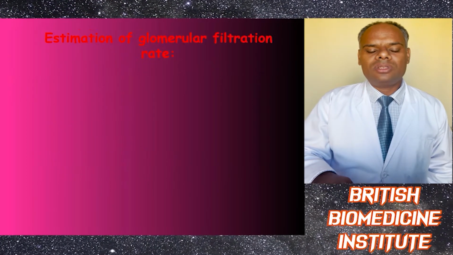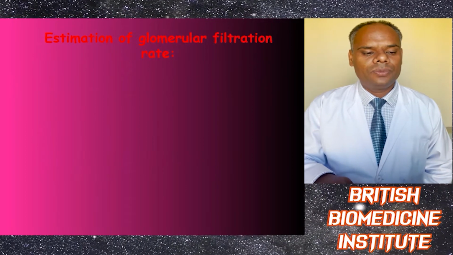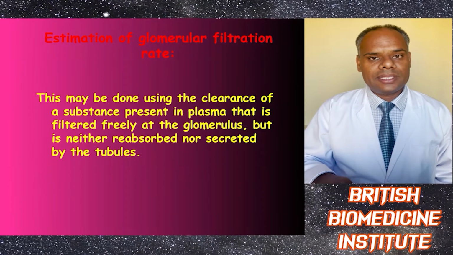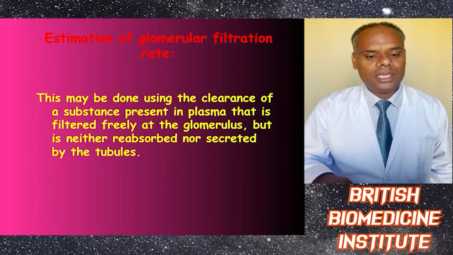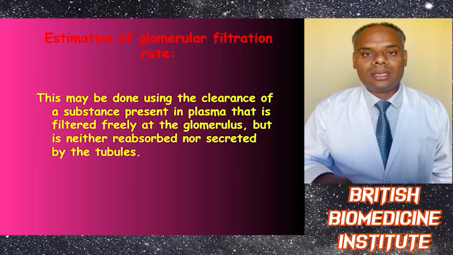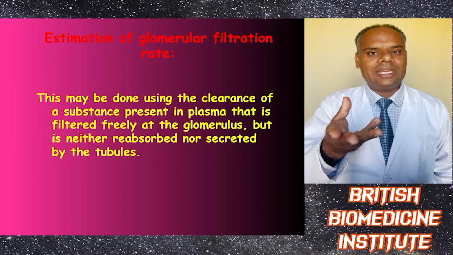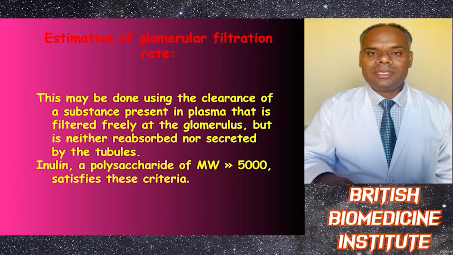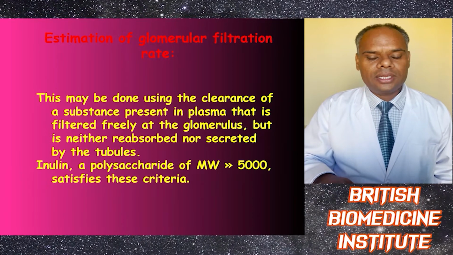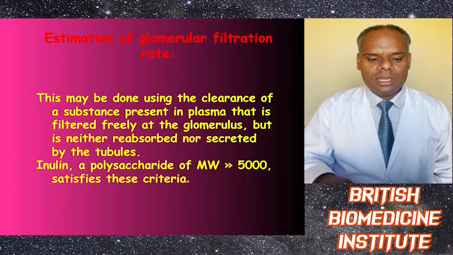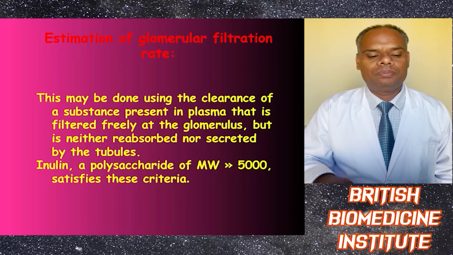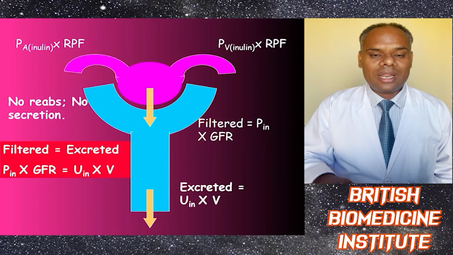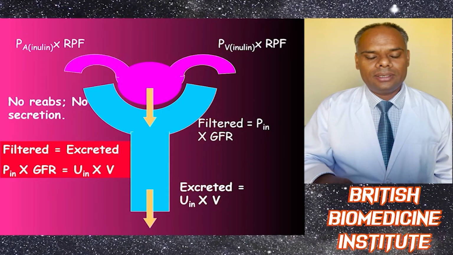So now comes the estimation of glomerular filtration rate. This may be done using the clearance of a substance which is present in the plasma, is filtered freely at the glomerulus, but is neither reabsorbed nor secreted by the tubules. Inulin, a polysaccharide of molecular weight greater than 5000, satisfies these criteria. So this is how the filtration or excretion rate depends.